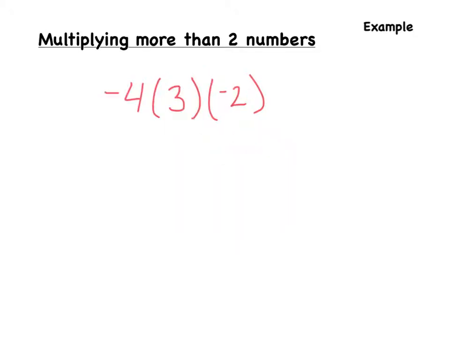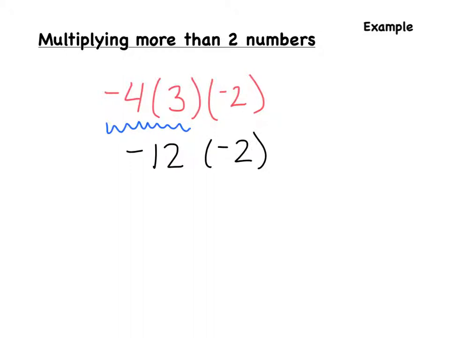So now it's getting a little bit trickier. Now we have 3 numbers. So remember, with order of operations, just take it one step at a time. So let's look at the first two. If we have negative 4 and 3, a negative times a positive is always going to be a negative. So negative 4 times 3 is negative 12. Then bring everything else down.